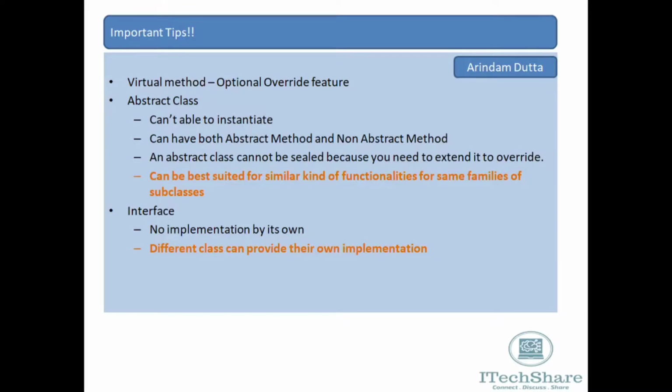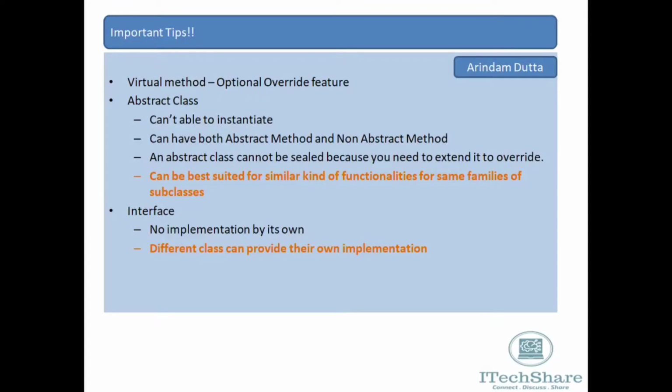So here is the recap of what we have discussed so far in this session. First thing that we discussed today was virtual method, and as you know, virtual method comes with some optional overridable feature. Then we discussed abstract class and some pointers about abstract class. Very important points these are. First one, that you can't instantiate any abstract class, and as we mentioned earlier, if you want to use any abstract class you need to derive it by extending it, and that's the reason an abstract class can't be sealed.